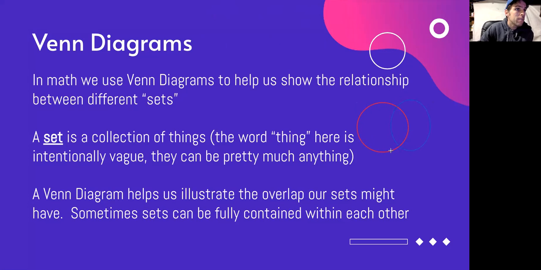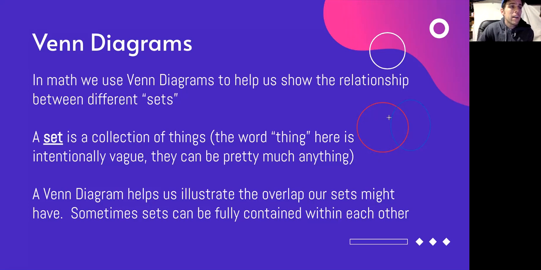And so this kind of looks maybe similar to the Venn diagrams you're used to seeing, where we have one set and another set, and then the overlap that's in between them. So a set can be a collection of things, anything. The word thing here is, I'm saying, intentionally vague because it can be pretty much anything.